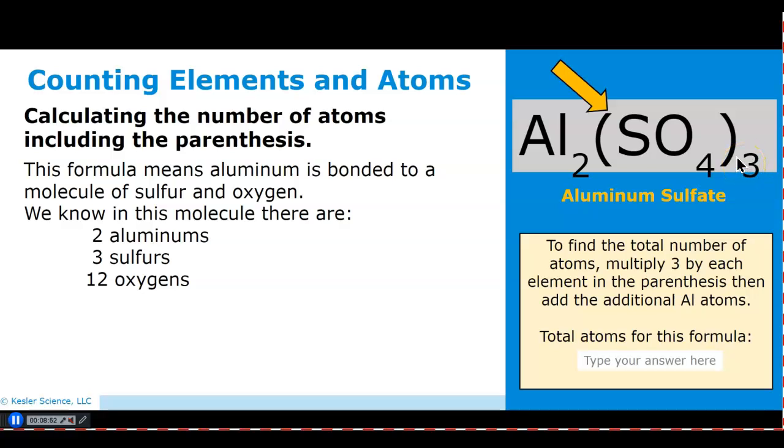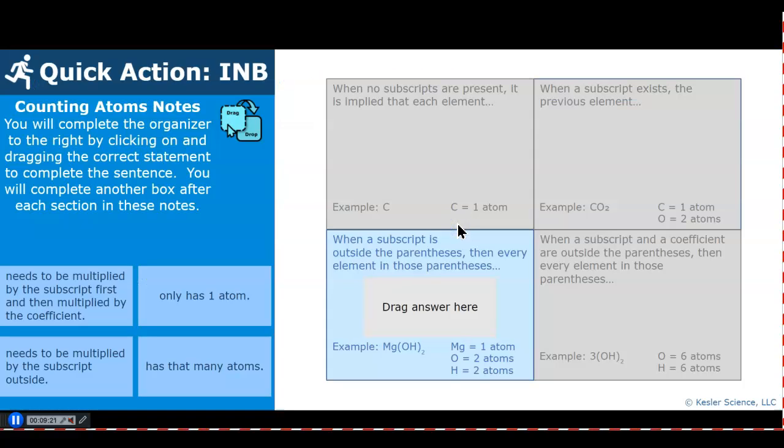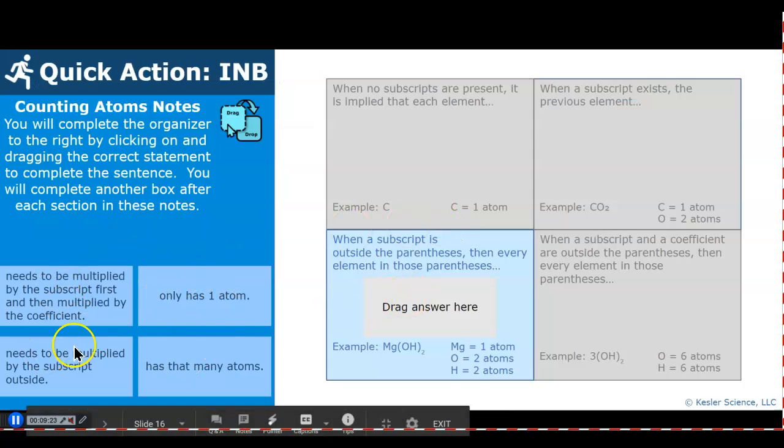So if we have to figure out how many total atoms there are in this, we would count 2 plus, if you look here, we have 3 of these molecules, so 3s, and 4 times 3 is 12. So 2 plus 3 is 5 plus 12. So we have 17 atoms in this formula. Now you're going to find the correct answer for this box and drag the answer where it belongs.